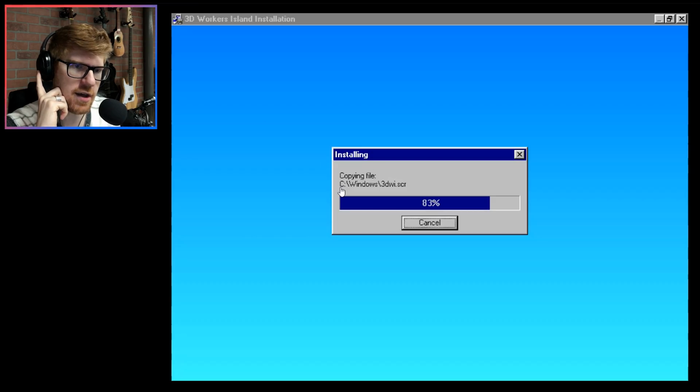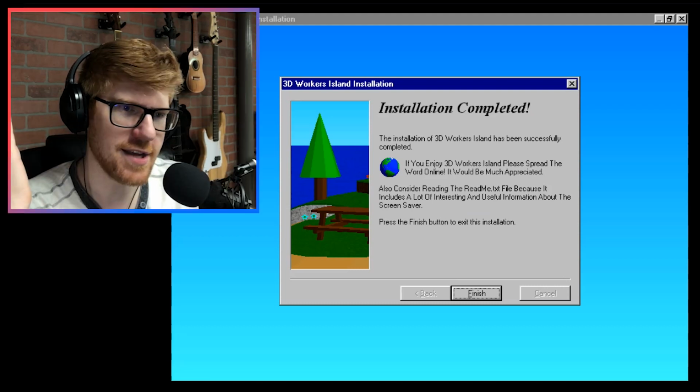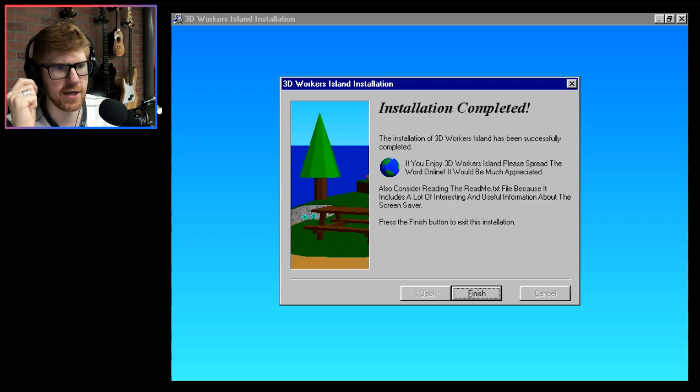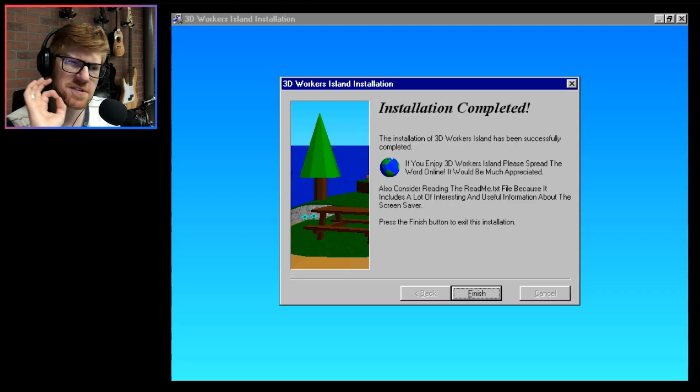Okay, it's installing, it's copying to the Windows folder on the C drive. Guys, this all matters. The installation of 3D has been successful. If you enjoy the 3D Workers Island, please spread the word online. It would be much appreciated. Also consider reading the README text file because it includes a lot of interesting and useful information about the screensaver.